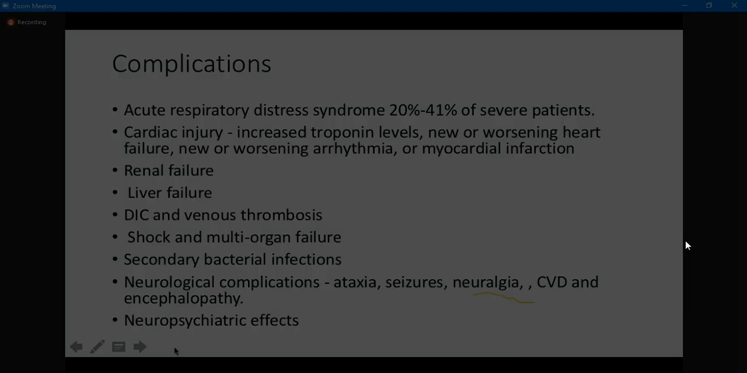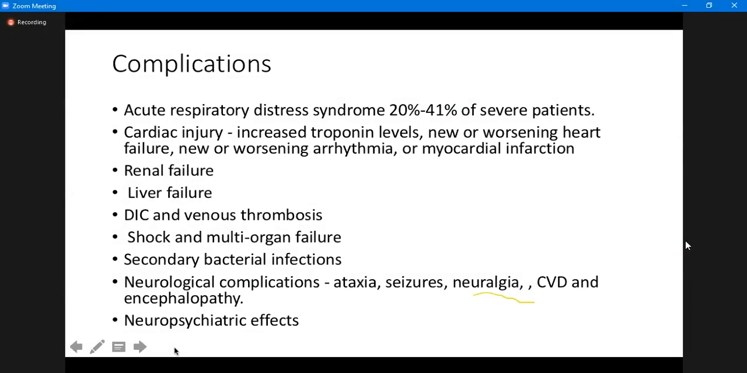Right. So let's look at how it affects the other organs. So respiratory disease we already know, right? So cardiac injury, as said, the angiotensin receptors are in the other organs as well. So cardiac injury like worsening arrhythmias, heart failure, or new onset myocardial infarction, cardiomyopathies, troponin levels, all forms of cardiac injury are reported with COVID. In severe COVID, about 1 in 5 will have a cardiac injury.